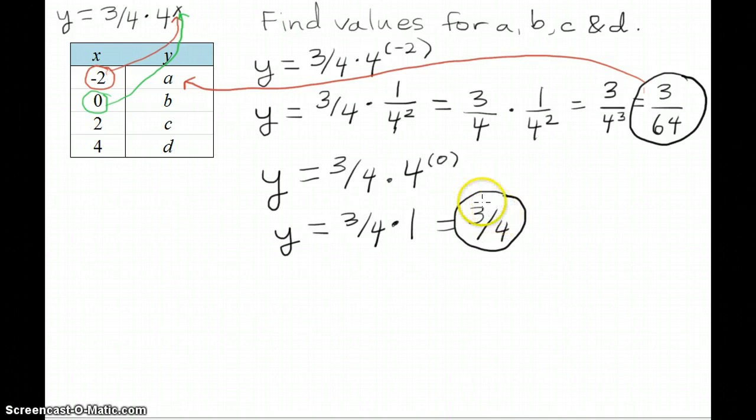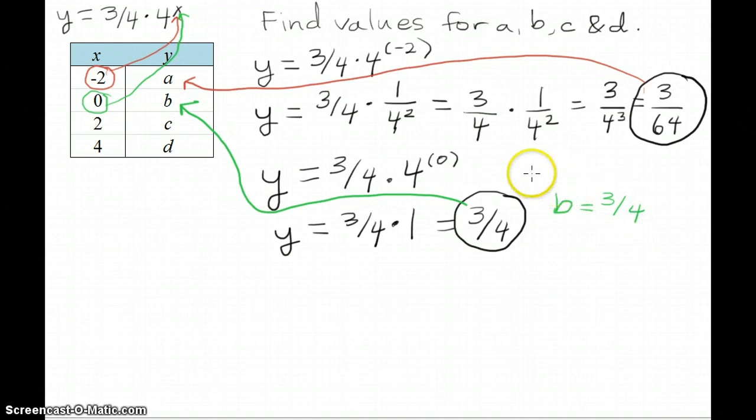That means that we know that our B is equal to 3/4. And I suppose I should write here that A, let's keep our color code going, A is equal to 3/64 is what we got there. Now I want you to try plugging in 2 for x and plugging in 4 for x to see what you come up with. Alright, that's it for today.